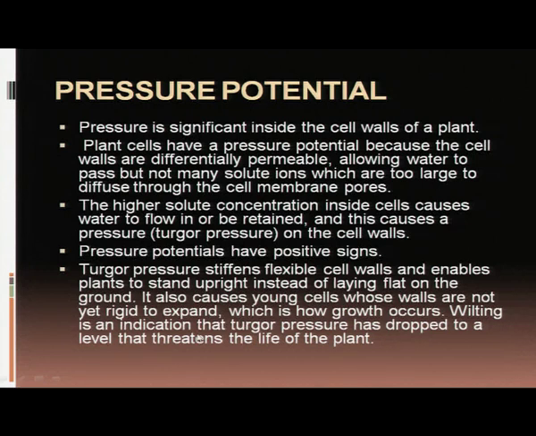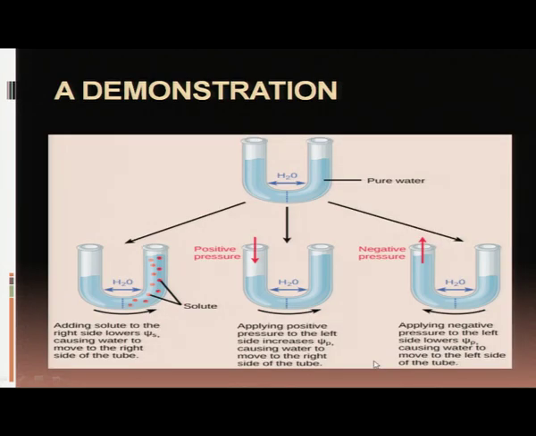Wilting is an indication that turgor pressure has dropped to a level that threatens the life of a plant. So, turgor pressure is very important. It plays a role in keeping the plant upright. It causes the growth in the young cells, and it also leads to expansion of the cells. Further, if turgor pressure is not there, there will be wilting, and wilting can be threatening to the life of the plant also. So, let us see the effect of solute potential and pressure potential.